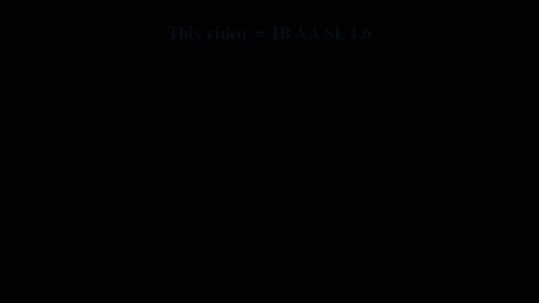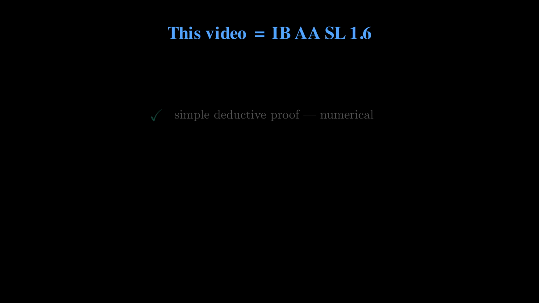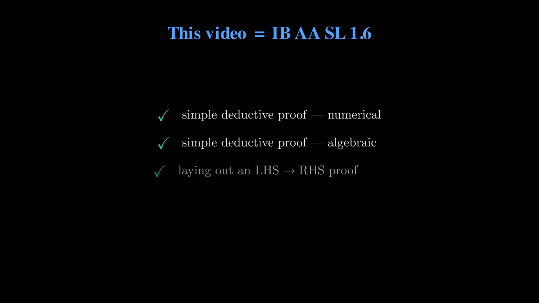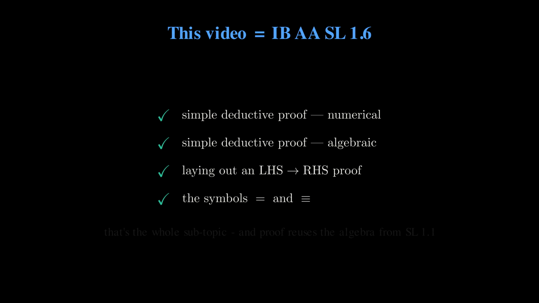Here's exactly what we cover, straight from your syllabus. IB Analysis and Approaches, Standard Level 1.6. Simple deductive proof, both numerical and algebraic. How to lay out a proof that works from the left-hand side down to the right. And the two symbols for equality and identity. Tick all four, and the subtopic is complete. Everything we prove uses only the algebra and index laws from 1.1. Nothing new assumed. So let's name them.